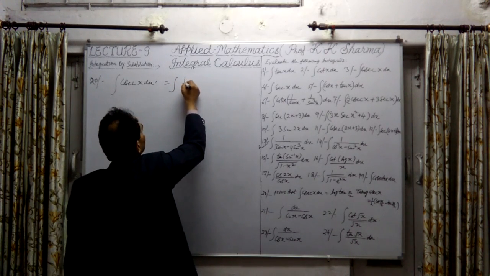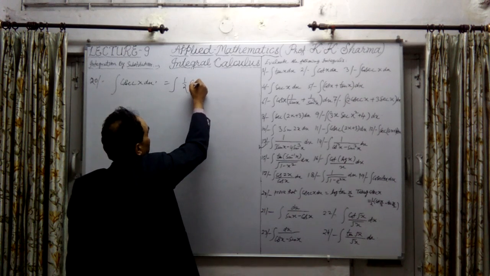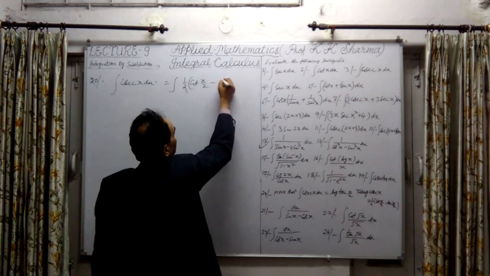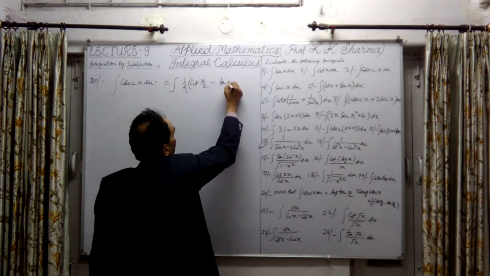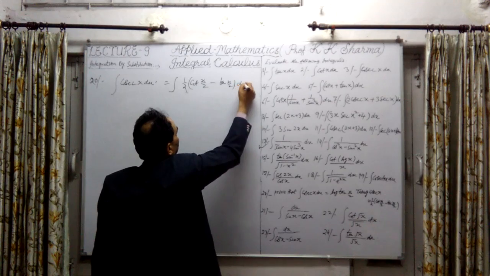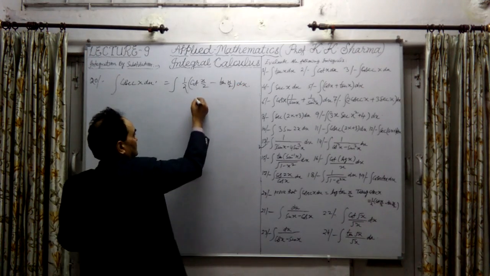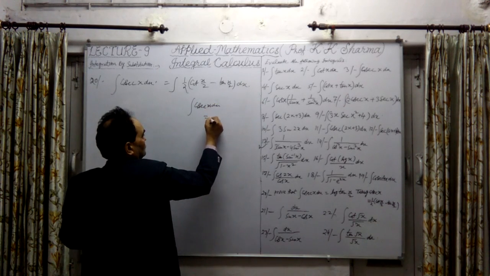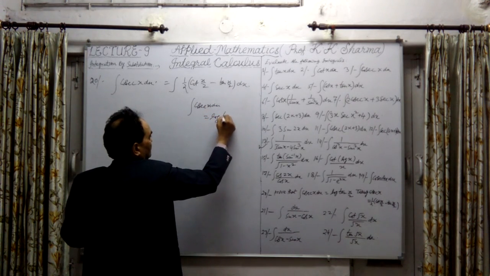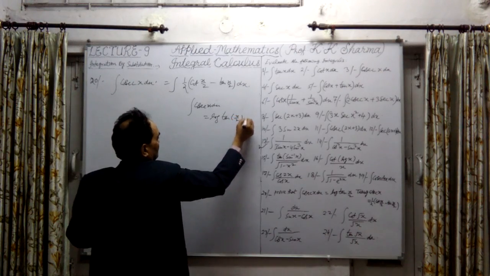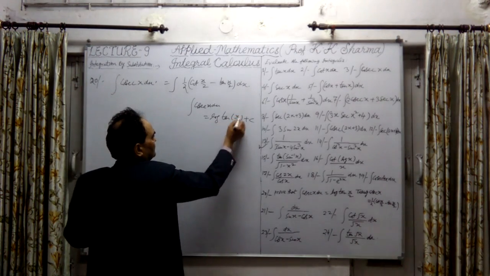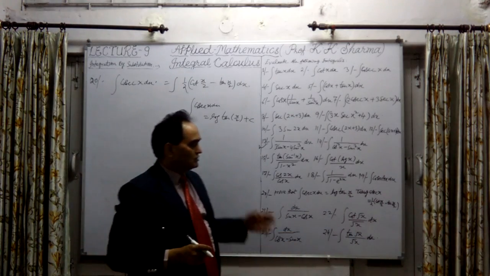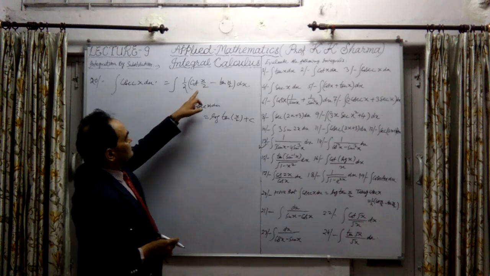1/2 into cot x by 2 minus tan x by 2. If I take this, we have to prove that the integration of cosecant x dx equals log of tan x by 2, plus a constant we write, but this value we have to prove. We have to prove that log tan x by 2, taking cosecant x as this one.